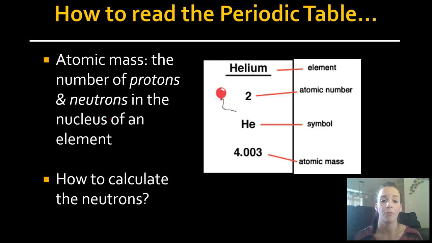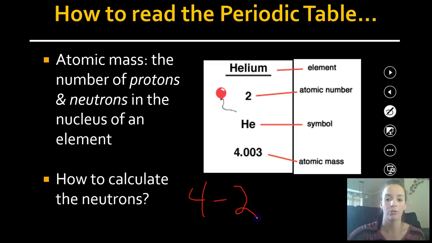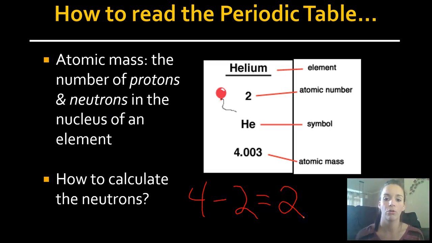Another thing from the periodic table is the atomic mass. This is the number of the protons and the neutrons combined. And how do we calculate neutrons? Very simply, in this situation, you would round, so it would be 4 minus 2 equals 2 neutrons.